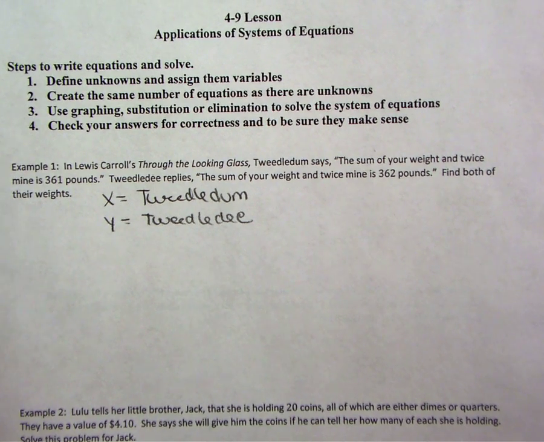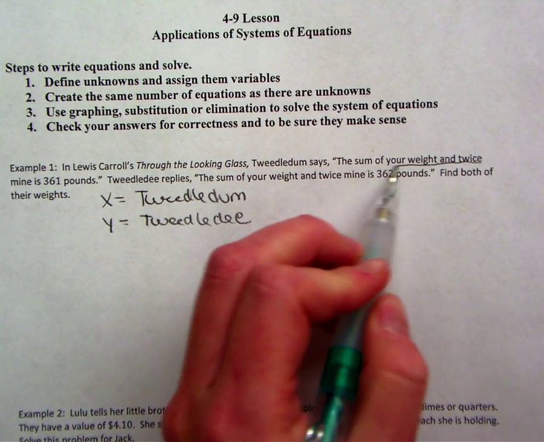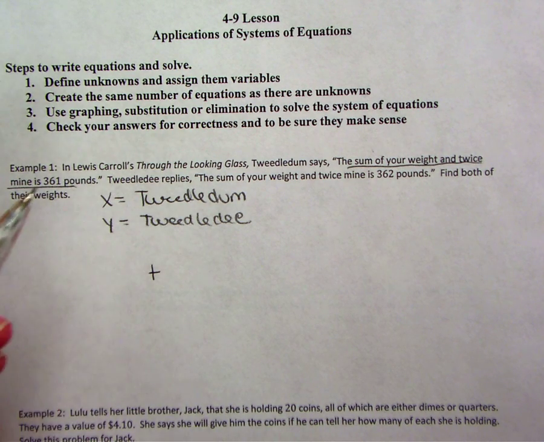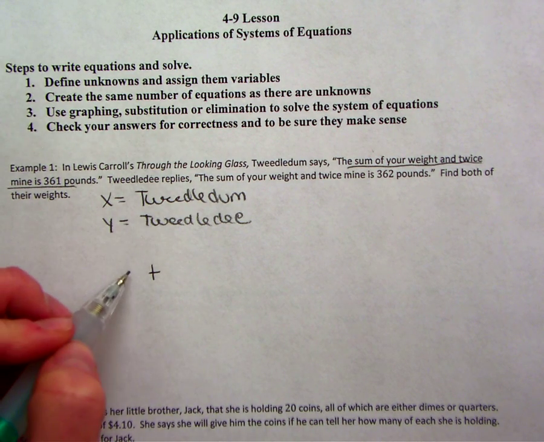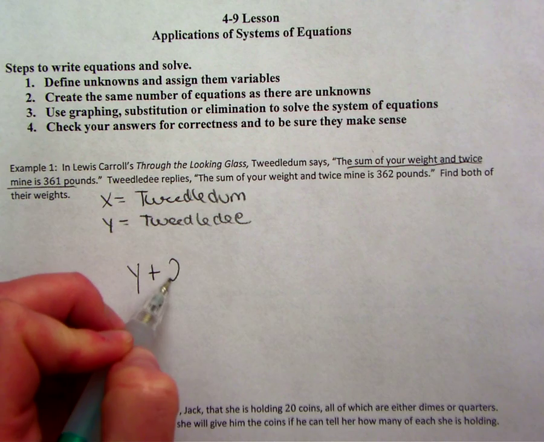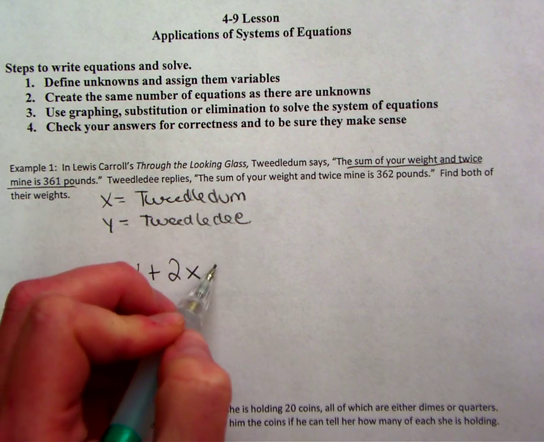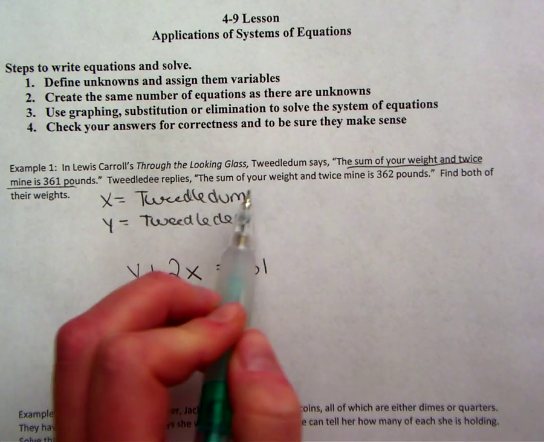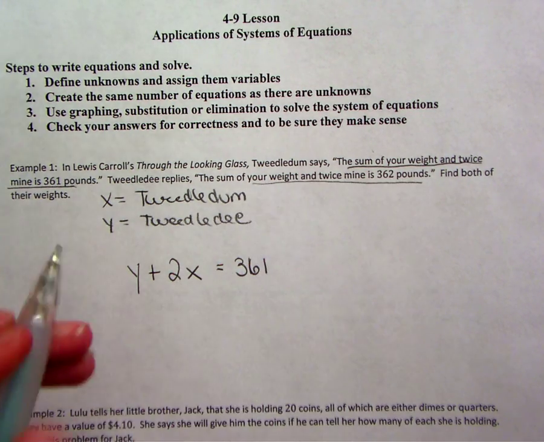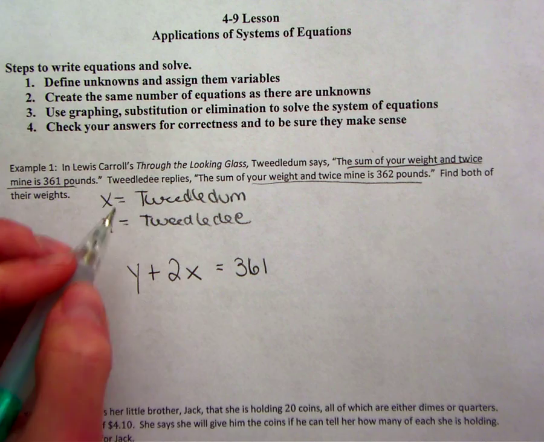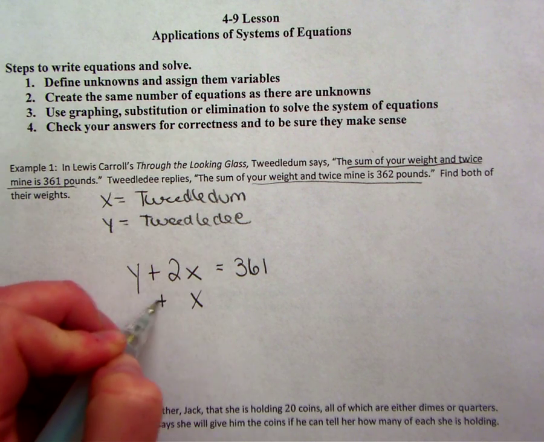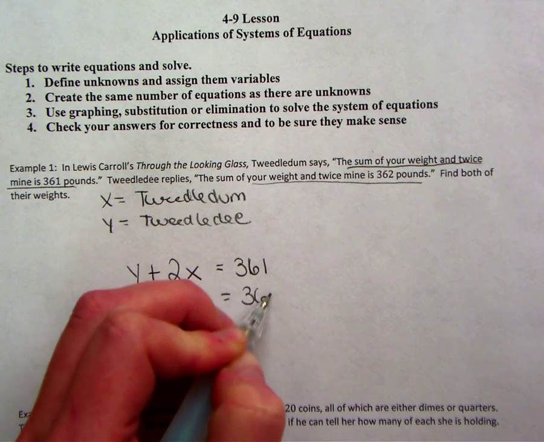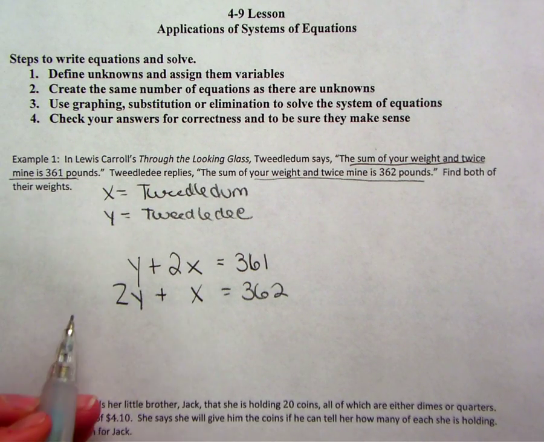So we've now defined our variables. Let's look at the information we know. It says the sum, which is addition, of your weight. So if Tweedledum is saying this, your would be Tweedledee, and twice mine, so 2 times Tweedledum, should be 361 pounds. And then Tweedledee is saying the sum of your weight and twice mine, so now Tweedledee is talking, your would be Tweedledum, and he says twice mine, which would be Tweedledee, equals 362. So I wrote these so that the variables line up.